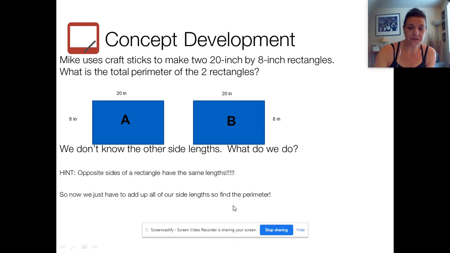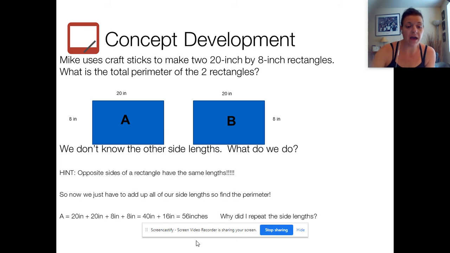Okay? So now all we have to do is add it up. So for rectangle A, I have 20 inches plus 20 inches and 8 inches plus 8 inches. Okay, and then I added up the 2 20s and I got 40, and I added up the 2 8s and I got 16, and then I added those together and I got 56. But we don't have one rectangle, we have 2. That's right, so we have to add 56 twice or multiply it by 2.